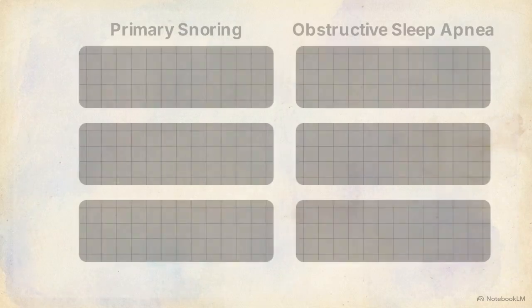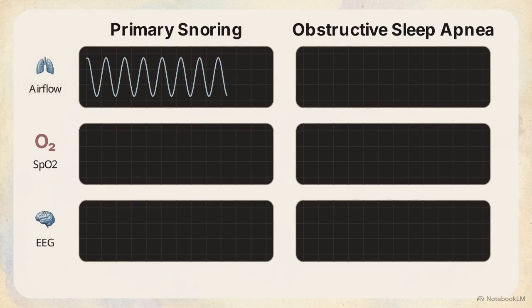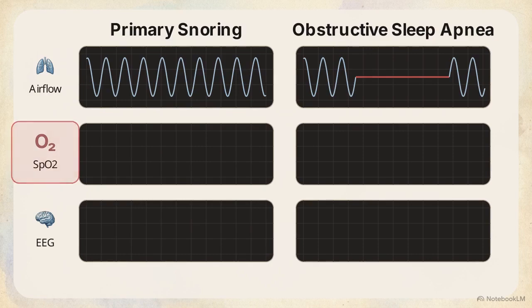This dashboard compares parameters during a sleep study. First, airflow. In primary snoring, airflow is a continuous wave. In OSA, the airway fully collapses, resulting in complete apneas, shown by the flat line. Next is gas exchange. Because the primary snorer maintains continuous airflow, their blood oxygen remains stable. The OSA patient experiences deep, jagged drops in oxygen directly caused by the apneas.